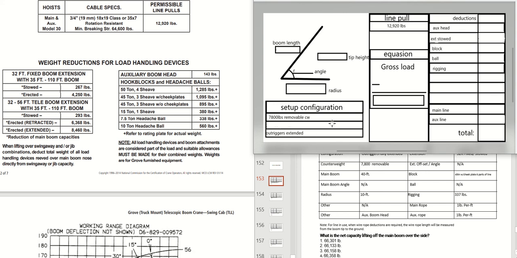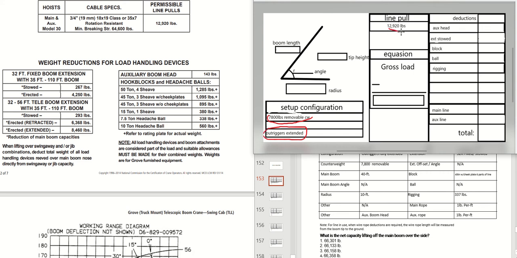The first thing I tell everybody to write down is the things that are not going to change. The stuff that is not going to change is going to be your 7,800 pounds of counterweight, your counterweight package. That's not going to change for this group of load charts. It's always going to be 7,800 pound removable counterweight and outriggers extended. You're always going to have outriggers extended for the Grove load chart test.